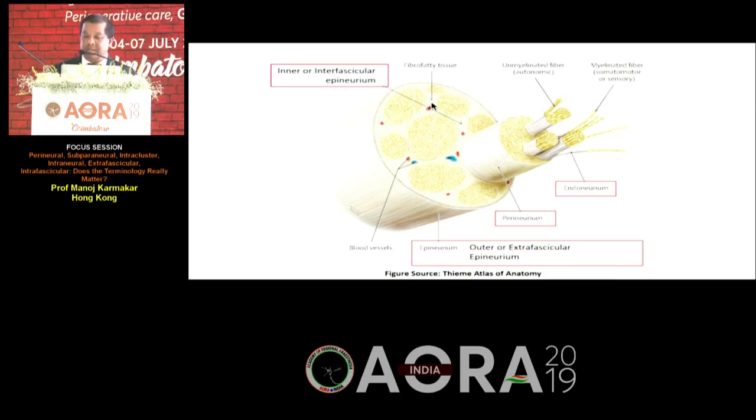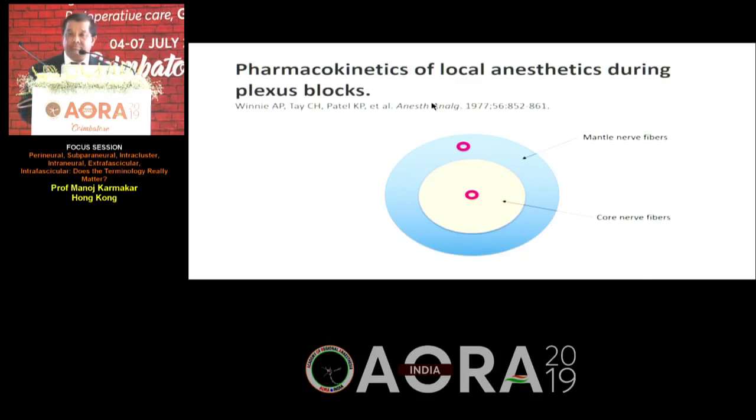Because today we are getting closer to the nerves, and I think looking at the nerve in entirety is more important. Now, the other thing that we often need to understand is the pharmacokinetics and the dynamics of the local anesthetic during any plexus block. This is work done by Professor Winnie many moons ago in 1997, and I think it very much applies today, and many of you in this audience may still be aware of it.